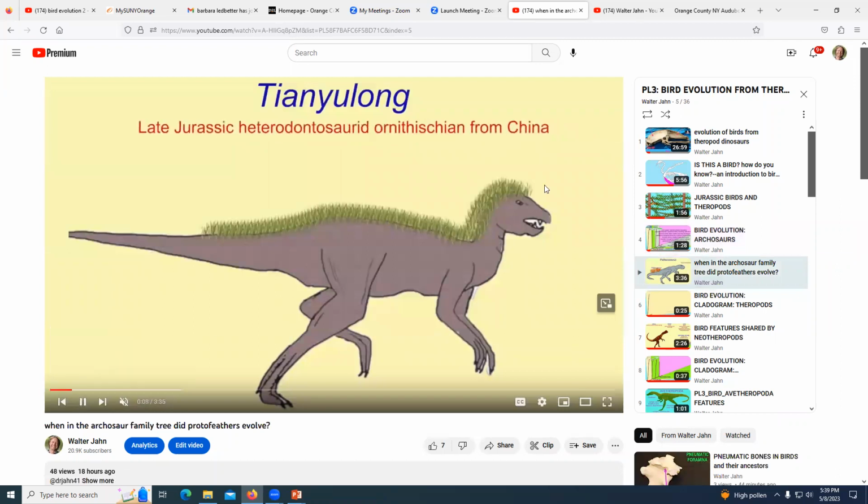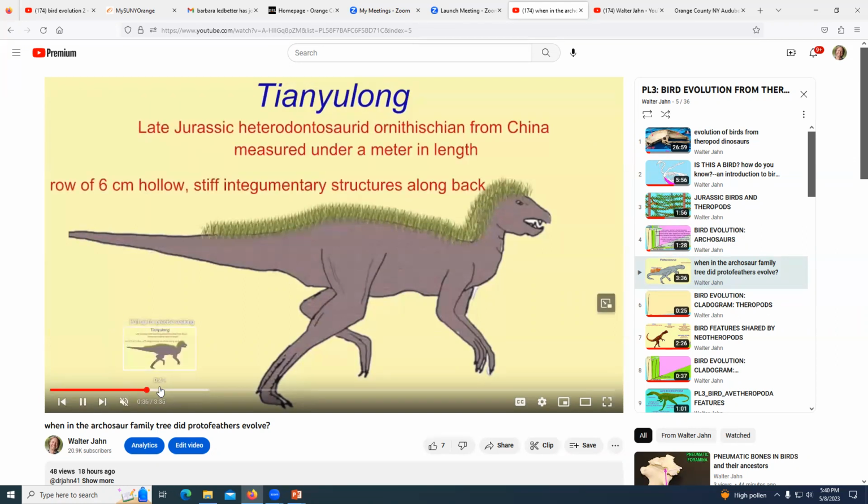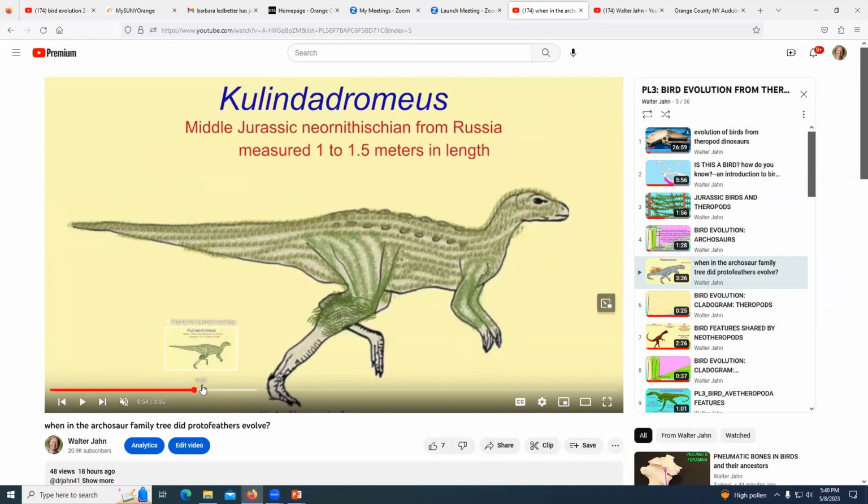This is a plant-eating dinosaur that has fuzzy stuff down its back. This plant-eating dinosaur is not a close relative of birds. Some of these things are pretty long, 6 centimeters, but they're stiff and they're hollow. So they're not really the kind of things we're going to see in theropods, but they're something. Oh, and then there's this one, same thing. It's covered in something. It's a plant-eating dinosaur.